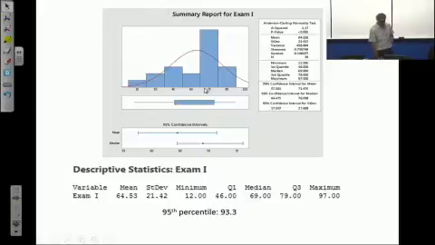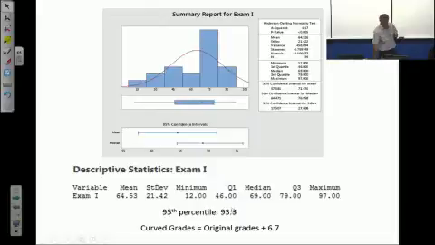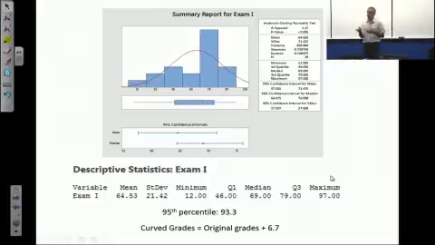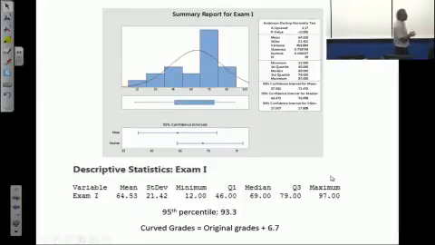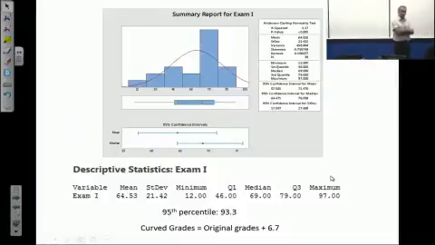So how did I do curving? First, I start with calculating the 95th percentile. Your class is 93.3. Then I found the difference between this number and 100, and I added 6.7 to each grade. Now your grades are updated on T-square. So what you have on T-square is different from what you have on your papers, because of this curving. Any questions?